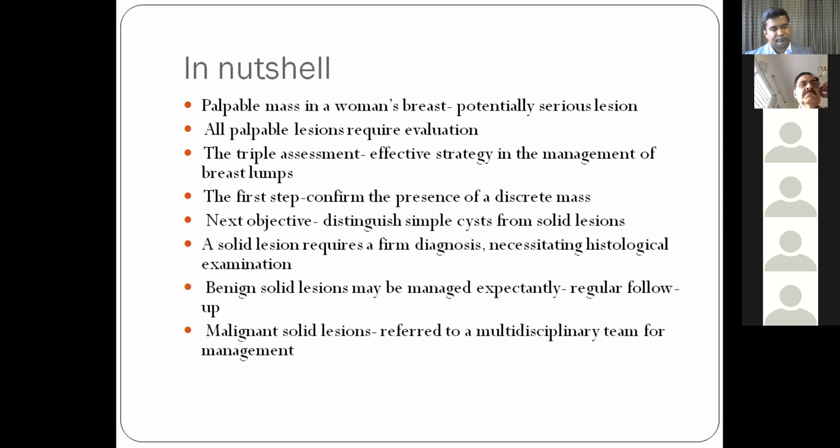Any palpable lesion in the breast needs proper evaluation. Triple assessment has to be done. The first important step is to confirm that there is a mass present, and get the clinical examination, and get the radiology or imaging done.